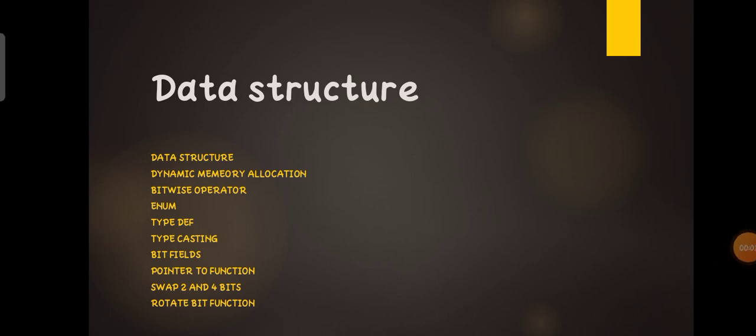I am going to explain the topic of data structures. Under similar topics, we will cover data structures, dynamic memory allocations, how the bitwise operators perform, enum, typedef and typecasting, bitfield, some topics on how pointer to functions works, some example programs of swapping 2 and 4 bits, and finally rotate bit functions.